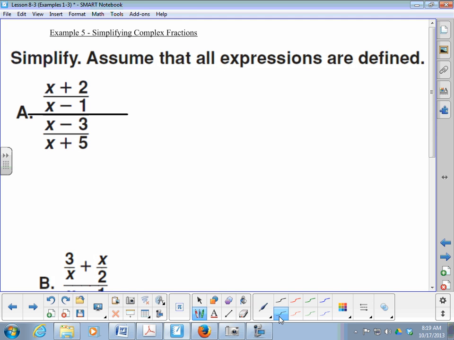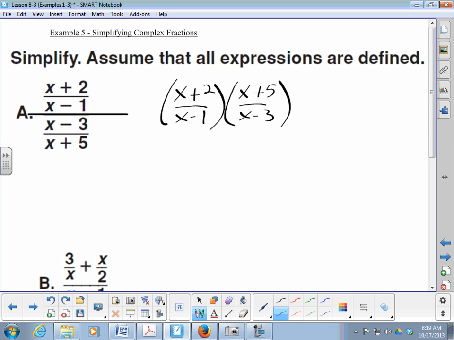And so all I need to do is take x plus 2 over x minus 1 and multiply it by x plus 5 over x minus 3. Okay. And this one's nice because there's nothing to simplify. All I'm going to do is write it as a product of those factors. All right. So that's not so complex, is it? Okay. It's actually something you've done lots of before. A fraction divided by a fraction.